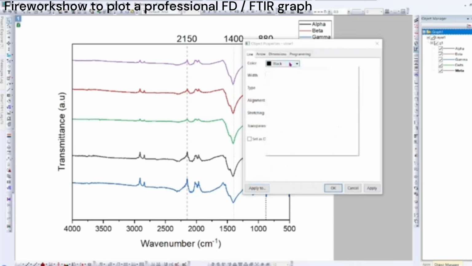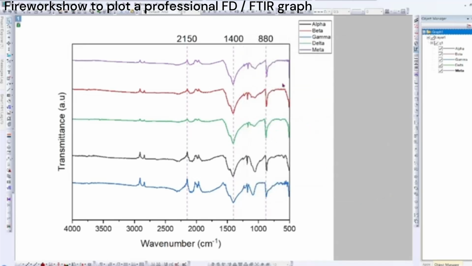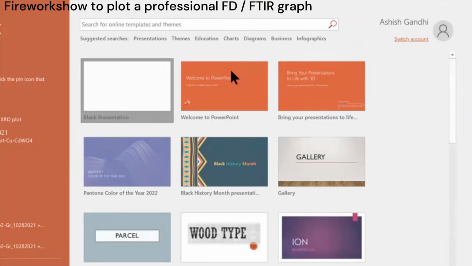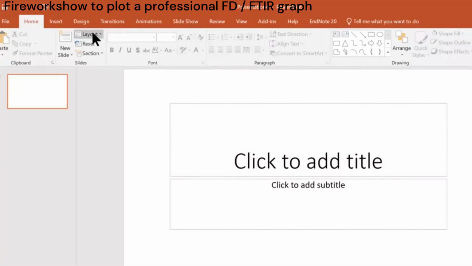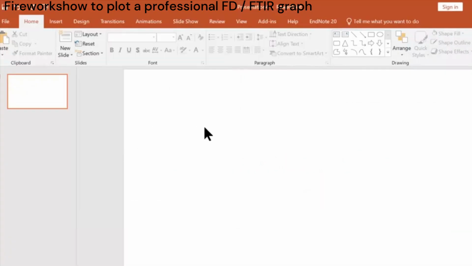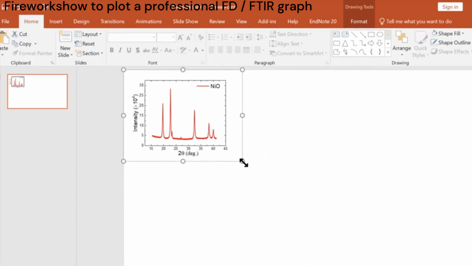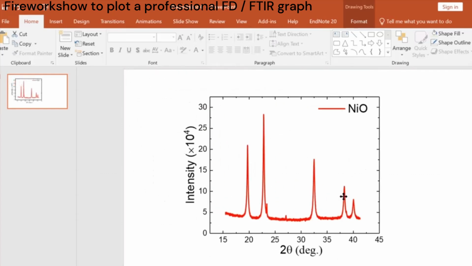Select PNG format. Set the resolution to 600 dpi, which is ideal for journals, and click Copy. Open your Word document, paste the image, go to Picture format, and set the width to 10 centimeters for proper alignment. And that's it. This is how you can create a high-quality FD/FTIR graph for research articles and theses.